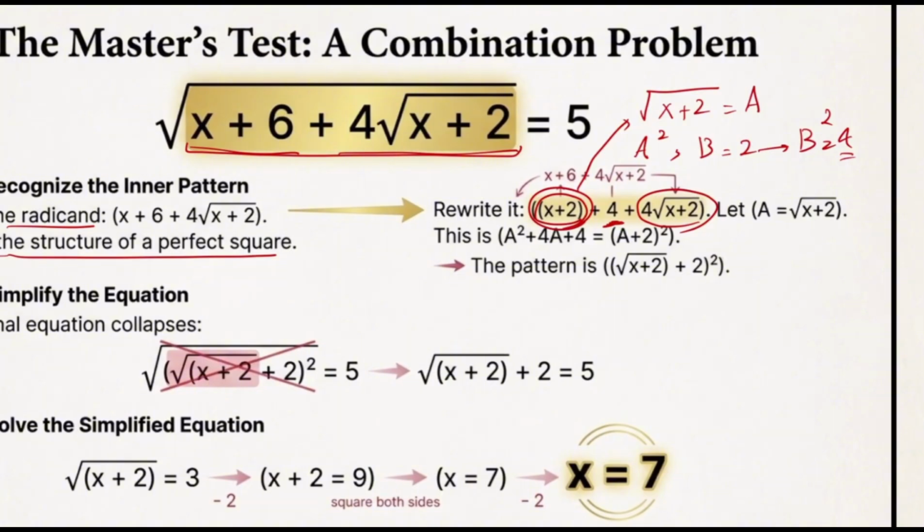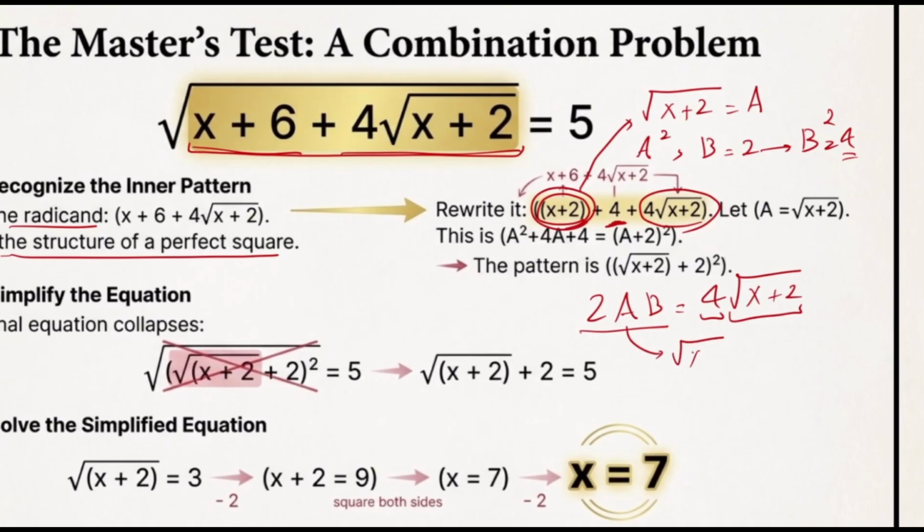I should check, do I have any 2 times ab that is going to give me 4 root x plus 2? So this guy times this one, and I should have the same guy. I just found out that my a is root x plus 2, I assume, and my b was 2. So if you just do this multiplication, you see that you can have this one. So that is the perfect pattern for me.